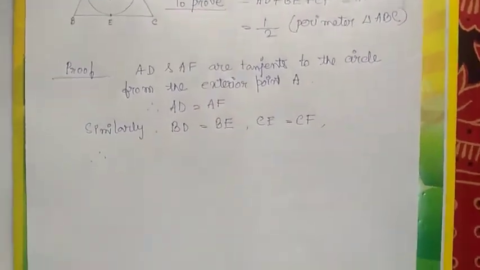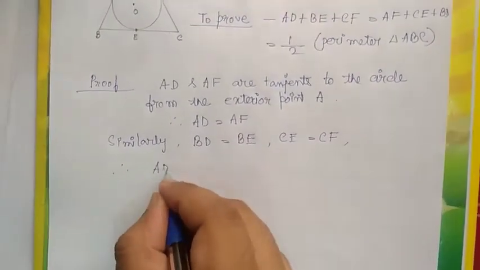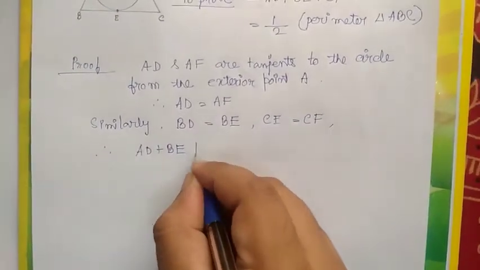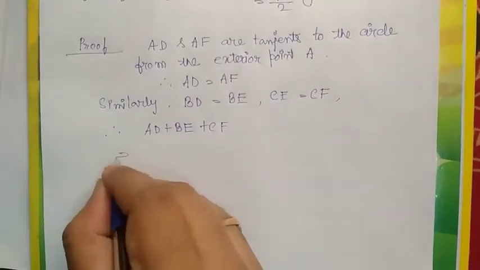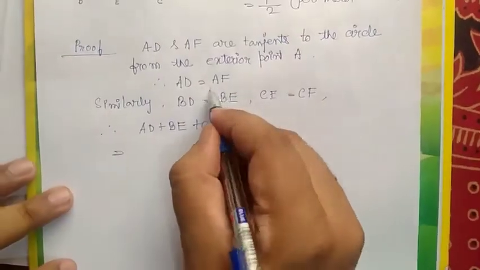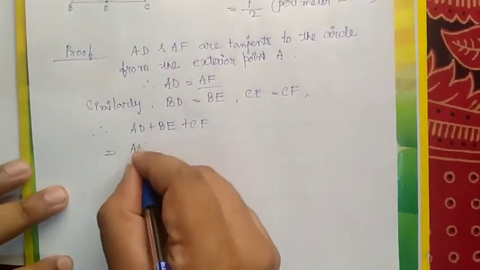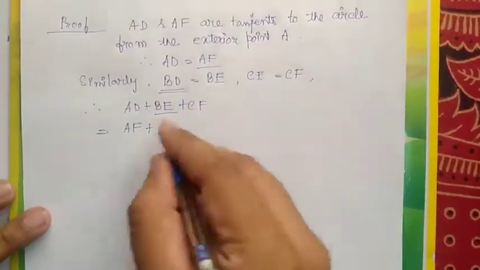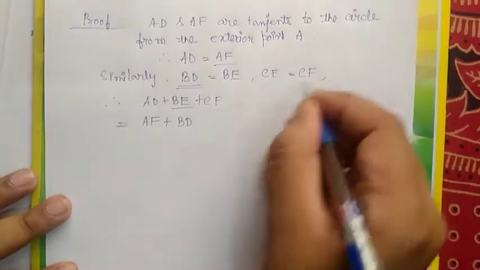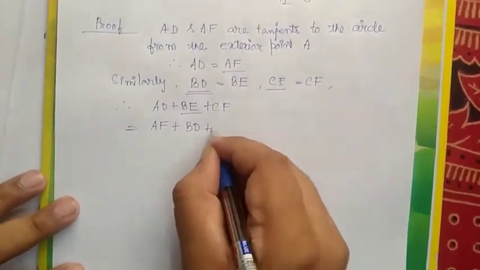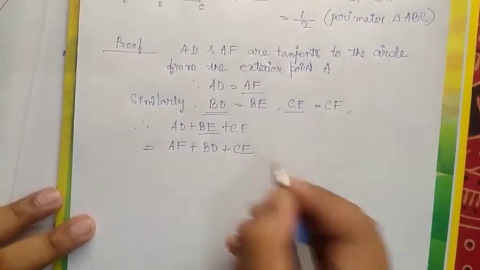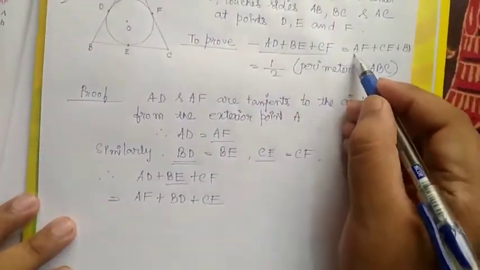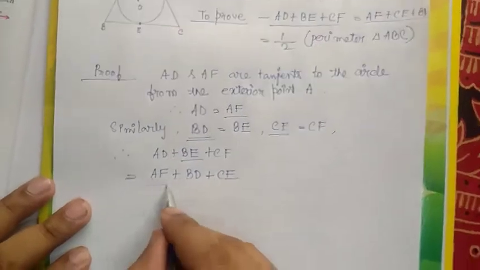So therefore AD plus BE plus CF equal to, we know AD is AF, plus BE means BD, plus CF means CE. So therefore the first proof, AD plus BE plus CF equal to AF plus CE plus BD, this is proved.